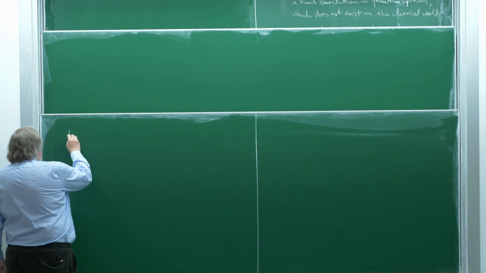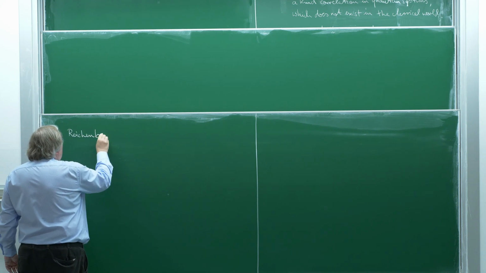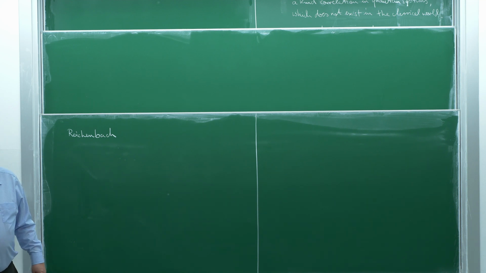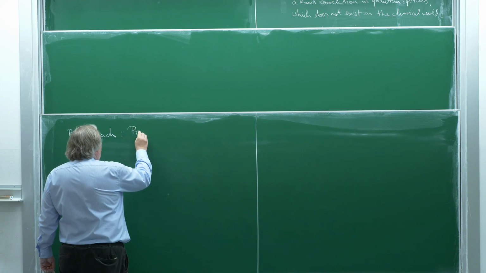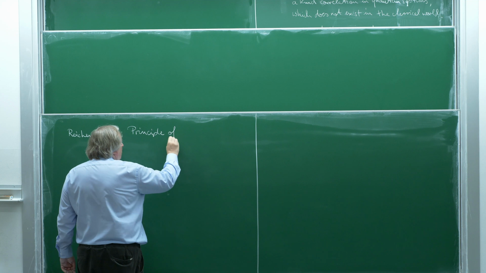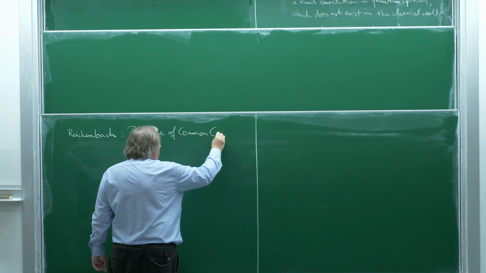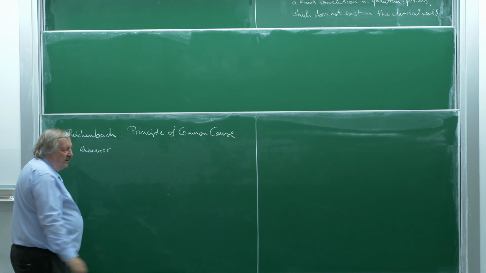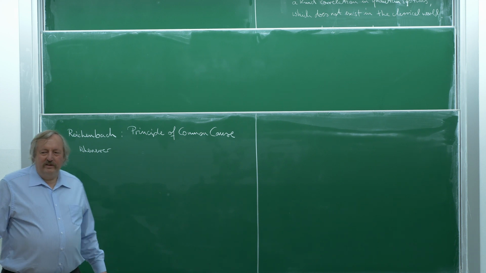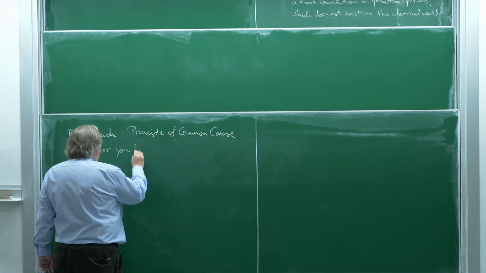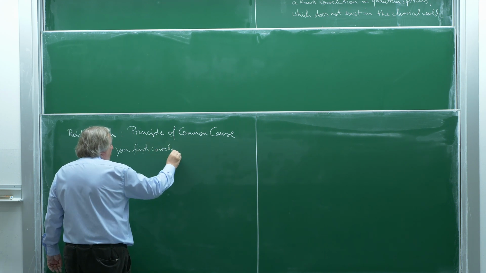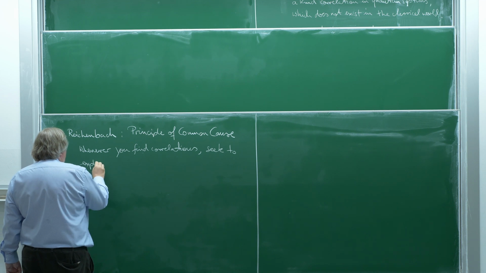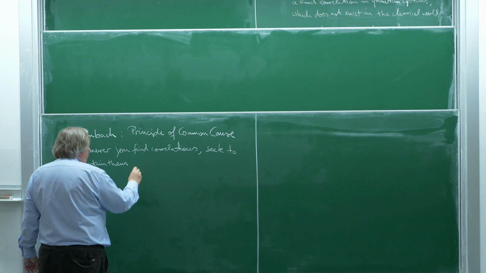I would like to cite Hans Reichenbach, a philosopher of science and of probability, also of quantum mechanics. And he came up with something that he called the principle of common cause. So, actually I should have looked up his original formulation, but I'll give you my wording here. Whenever you find correlations, seek to explain them in terms of a common cause.